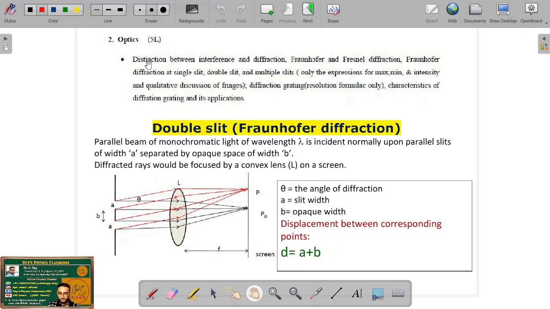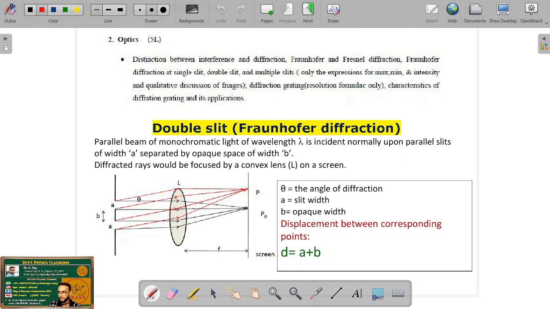So this is the syllabus for MAKAUT btech physics paper code PH101 or 201 under optics. In my previous video, I discussed different types of diffraction, Fraunhofer and Fresnel diffraction, single slit Fraunhofer diffraction and their intensity distribution. In this video, I will discuss Fraunhofer diffraction from a double slit.